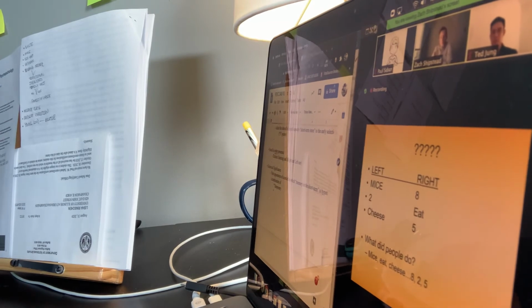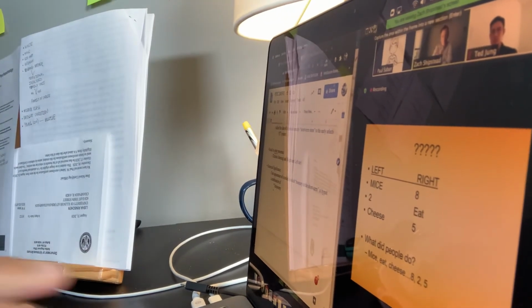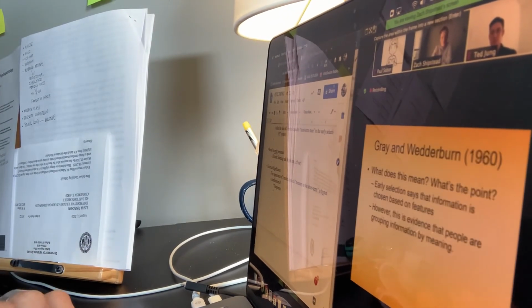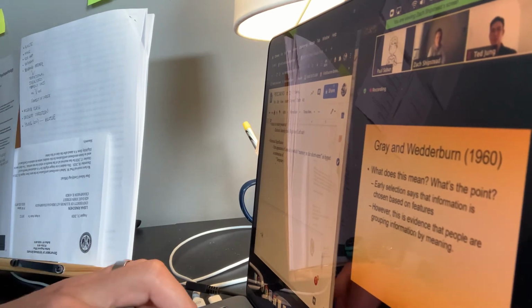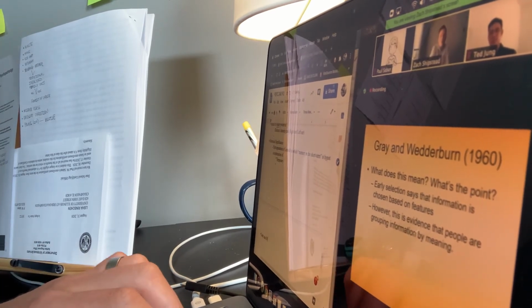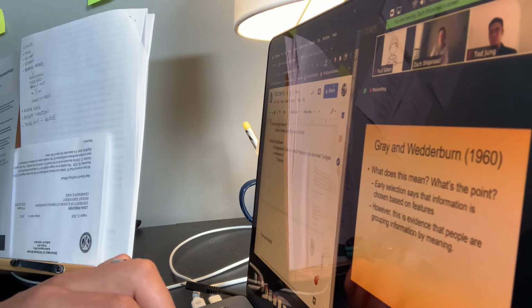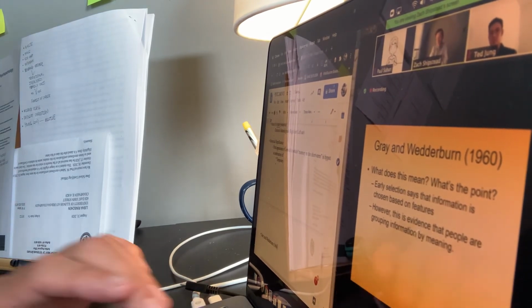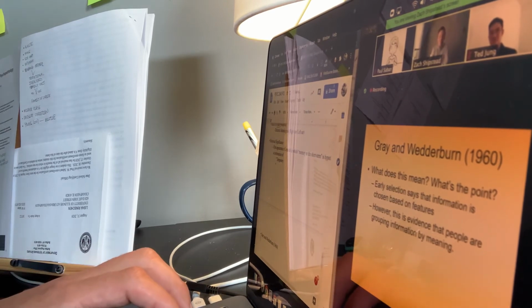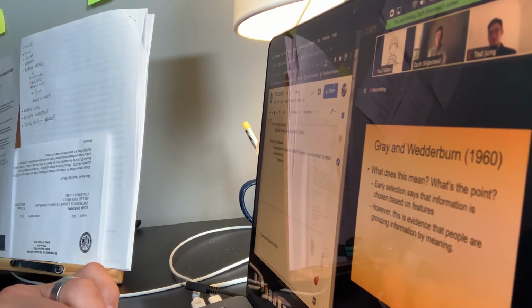This is a problem for early selection. It's a problem for early selection because early selection was saying that things would be based on features, qualities of the voice. People are not picking things based on the quality of the voice. They're remembering based on meaning. Except for Ted, who decided to take the hard route, but people do that every now and again. Some people like things more complicated than they need to be.